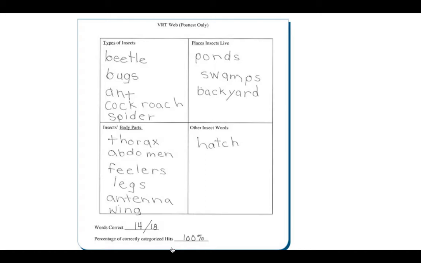There is another type of test, which is the VRT. Let's see here. The VRT is the vocabulary recognition task.